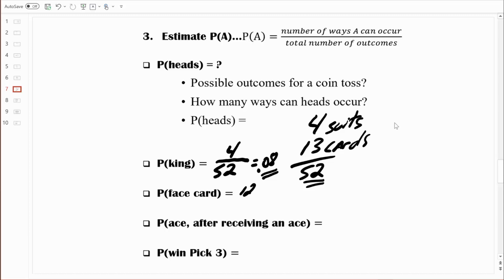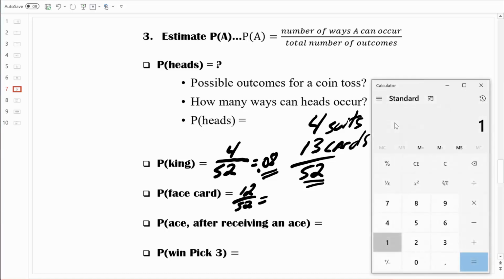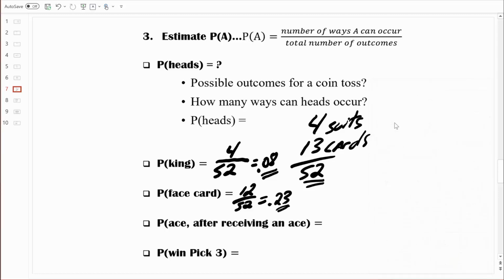So that's going to be in our numerator. How many ways can a face card occur? It can occur 12 different ways. What are the total number of all outcomes in a deck of cards? There are 52 different cards. So we've got 12 divided by 52. 12 divided by 52 equals about 0.23. So in other words, when randomly selecting a card from a full deck of cards, about 23% of the time, we can expect to pull a face card.